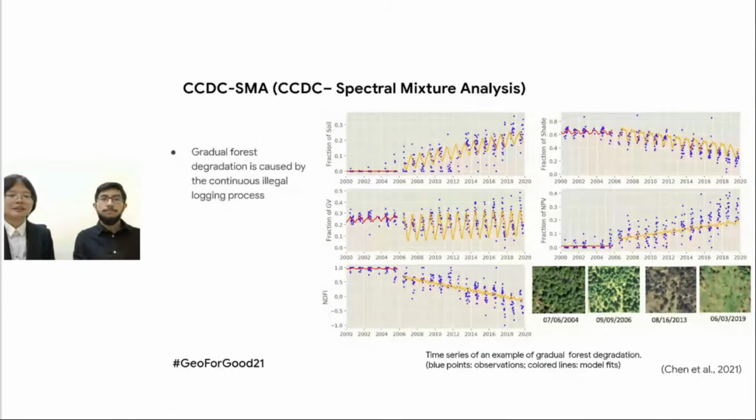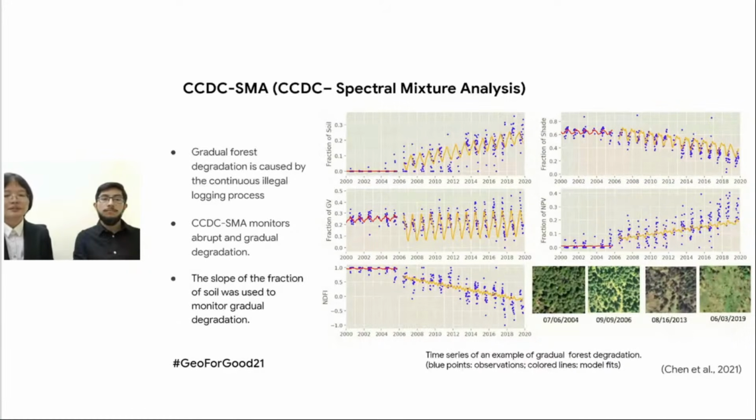Gradual forest degradation is usually caused by continuous illegal logging process. And CCDC SMA monitors both abrupt and gradual degradation. The slope of the fraction of soil was used to monitor gradual degradation.